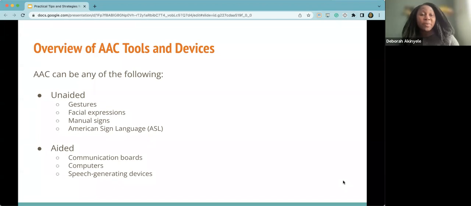And really, when we think about the role of AAC in communication and facilitating communication, we really want to be thinking about how we can use all of these different aspects to support an individual's ability to get their point across and to be able to participate in their daily activities.